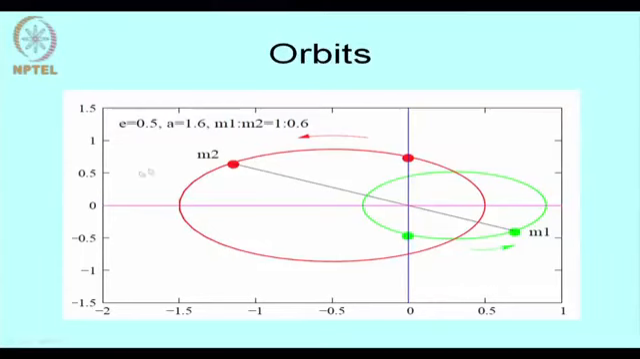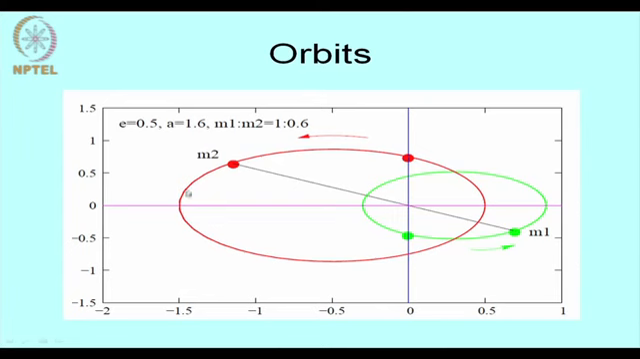So, let us look at the picture again. Here the center of mass is located at this point. The two objects are going to be located at two different sides of the center of mass. So, the relative displacement between these two objects is always going to pass through the center of mass.